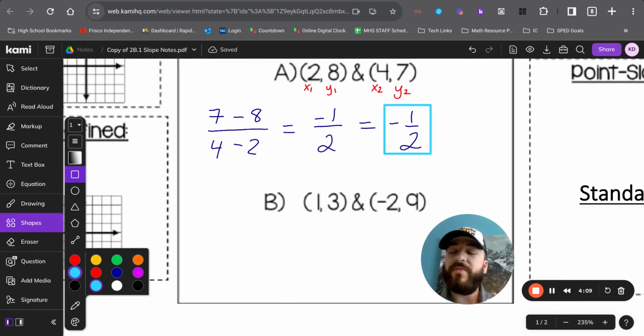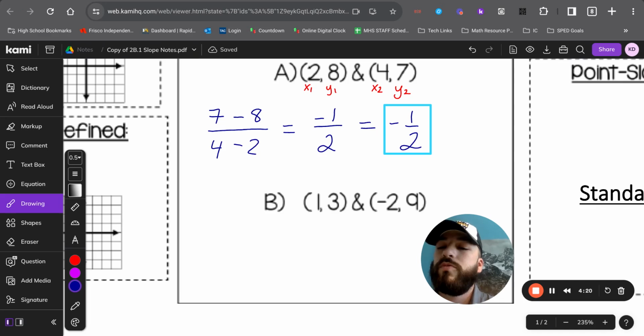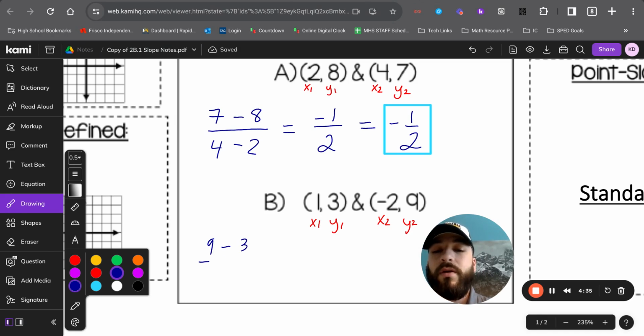Okay, so let's do another one. B, if you want to try and do B by yourself, you can pause me, or you can go ahead and do it with me real quick. So once again, I want to label my points: x1 and y1, and then x2 and y2. And then once again, I'm plugging it into my formula. So y2 and x2 first, so 9 minus 3 over -2 minus 1.